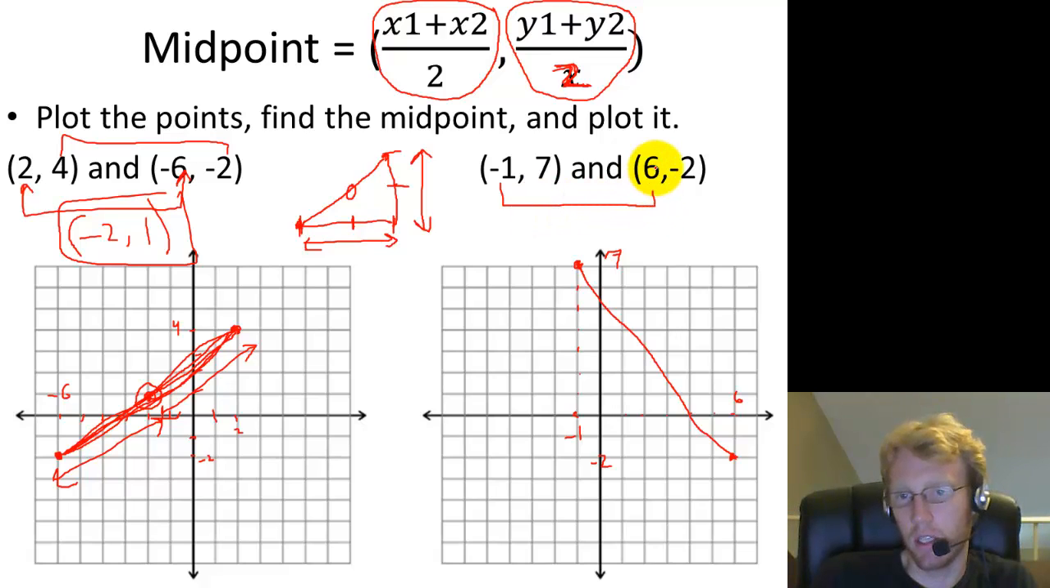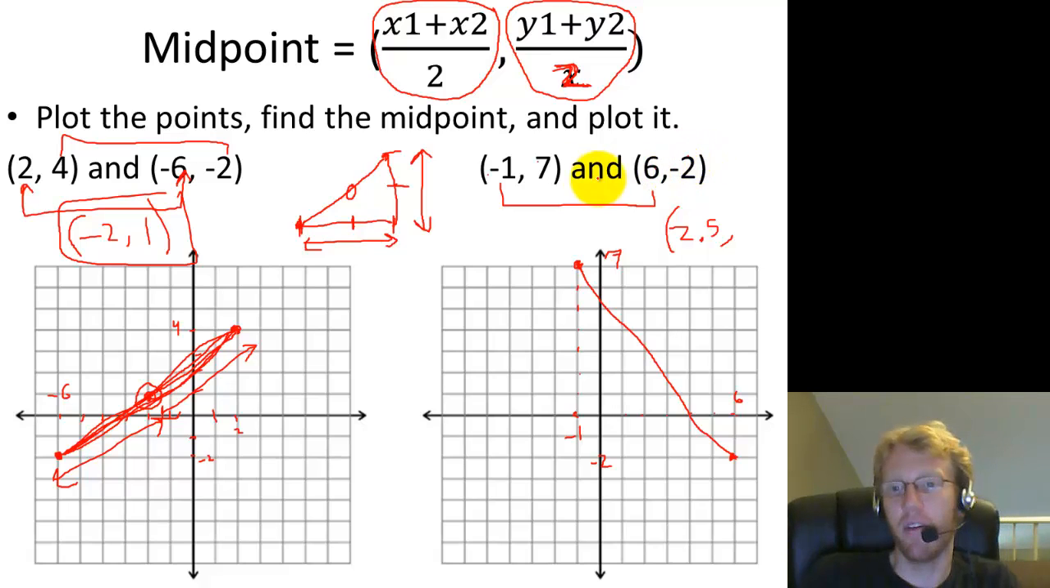Halfway between 6 and negative 1: add them together, you get 5. Cut it in half, you get 2.5, comma, 7 and negative 2. Add those together, 7 and negative 2, you get 5. Cut it in half, you get 2.5. So it's 2.5, comma, 2.5 is your midpoint. Let's see if that's what we got. Over 2.5, up 2.5. Wow, I'm surprised that it came out so well. So that is the midpoint.